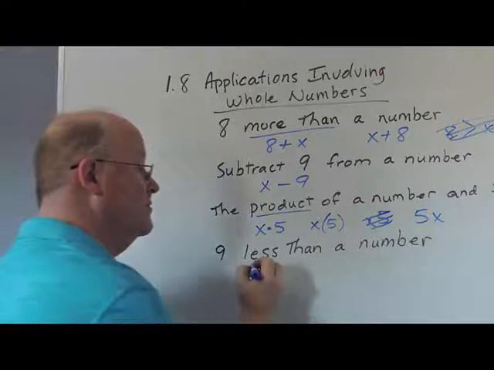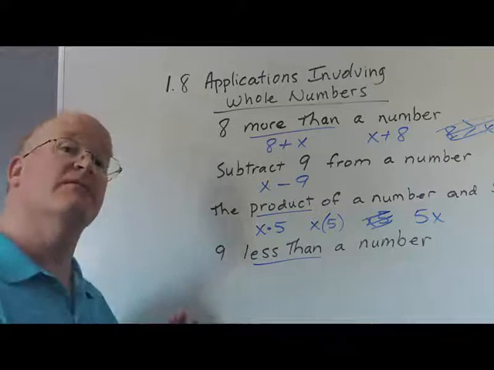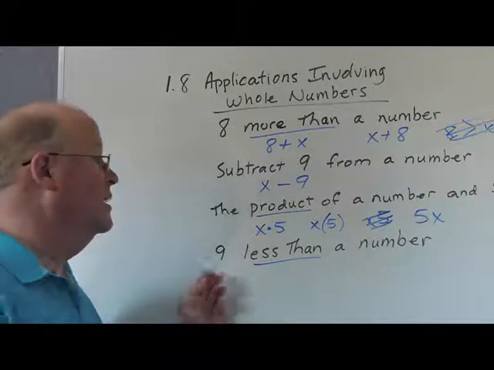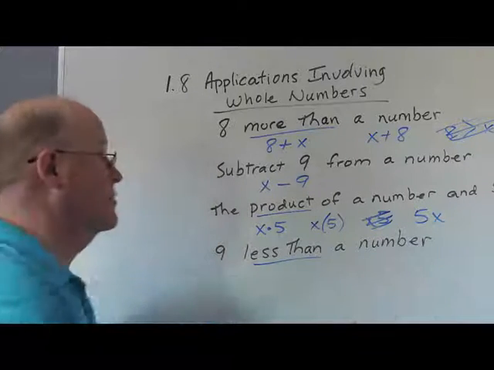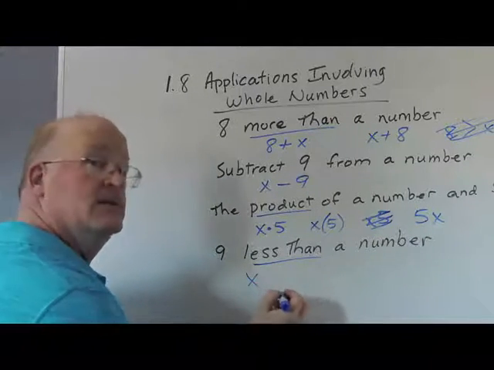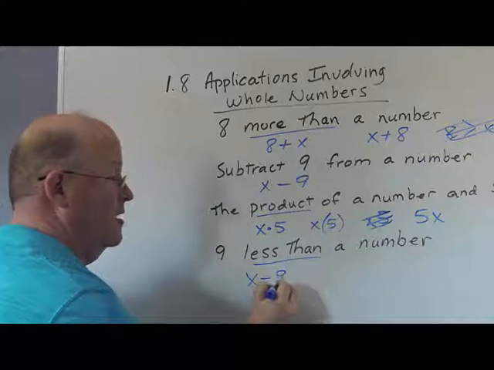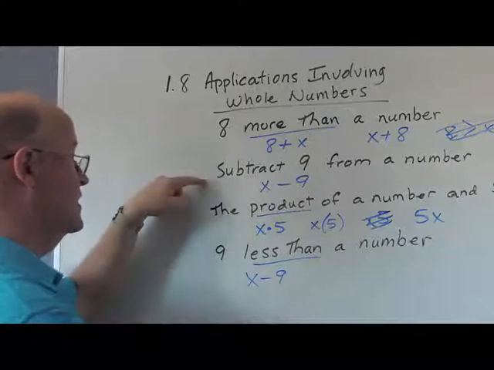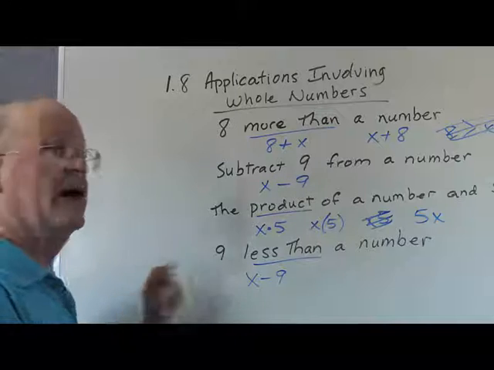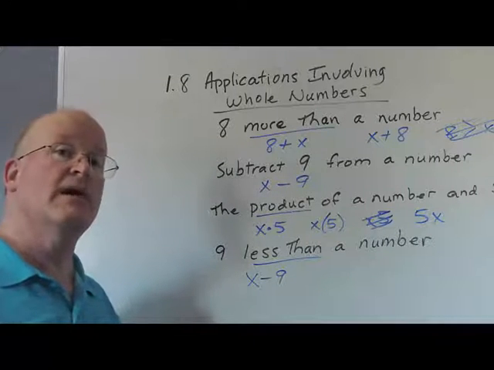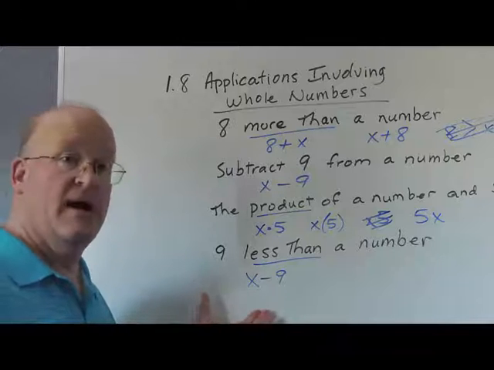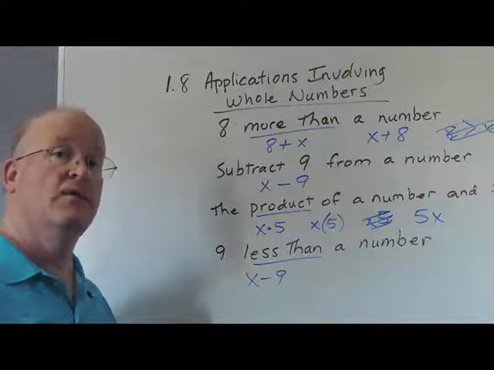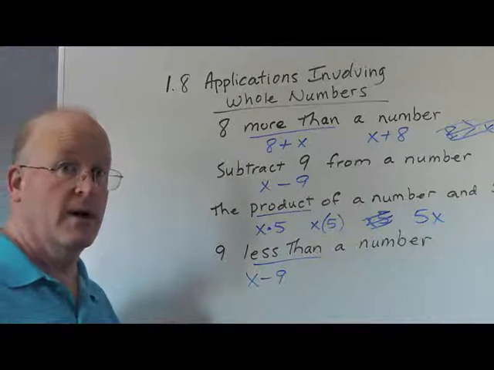Now, less than here refers to subtraction, and we have to be careful of what's being subtracted from what. 9 less than a number. We're really beginning with the number x and then subtracting 9 away from it. And I'd like to notice that, hey, that's the same as what we had up above. You really have to be careful when you are looking at subtraction and division that you get the order correct.